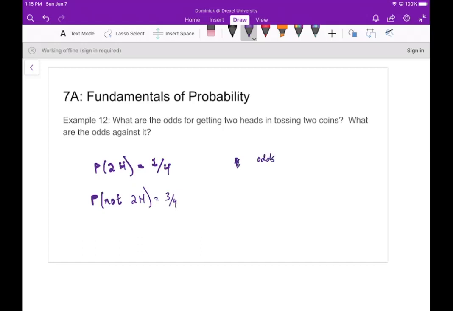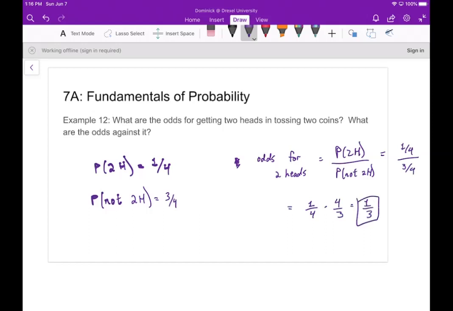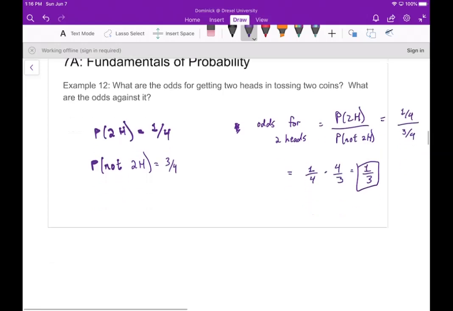Well, then the odds for two heads would be the probability of two heads over the probability of not two heads. So then that would give us 1/4 over 3/4. And if you remember how to divide fractions, that means we have to do keep, change, flip. And what will happen here is you get 4 over 12, where you could cancel out the 4s and you get 1 over 3. So the odds for two heads are 1 over 3.